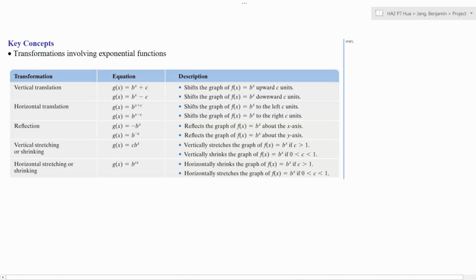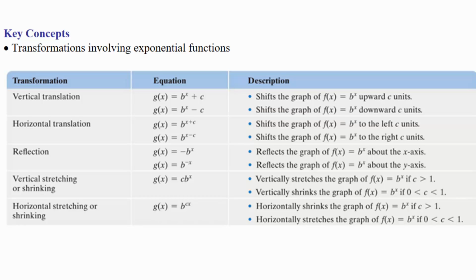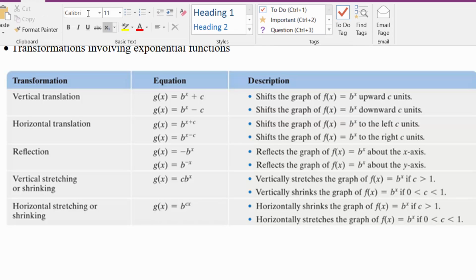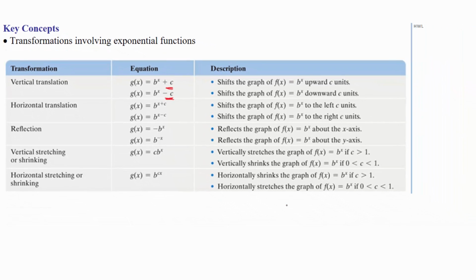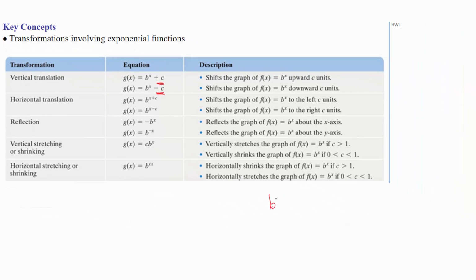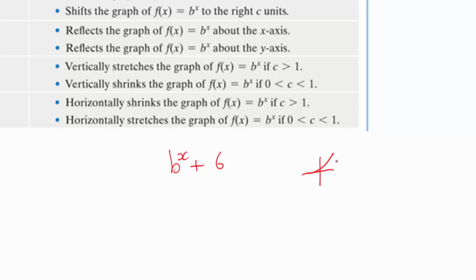Welcome back to 4.1 exponential functions, and in this video we'll learn about transformations of exponential functions. Similar to polynomial functions, constants are added to the exponential function or subtracted to vertically translate the graph. So b to the power of x plus 6 would move the graph up by 6.